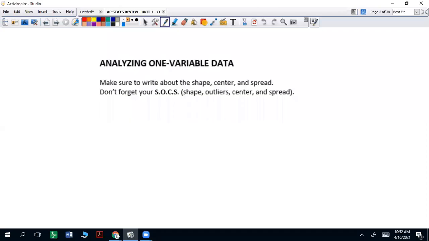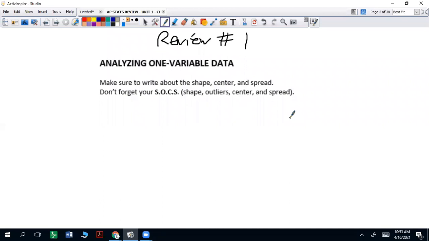Hi, welcome to our first review session for AP Statistics. This is review number 1, and this is analyzing one variable data. So we're talking about, what do we do with one variable data? How do we describe data?